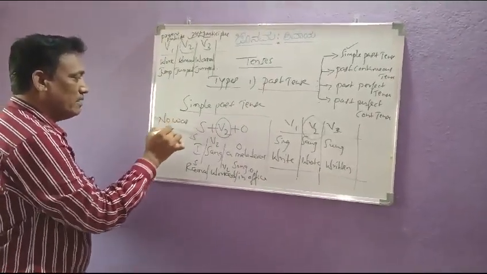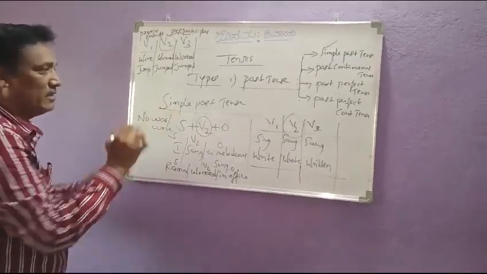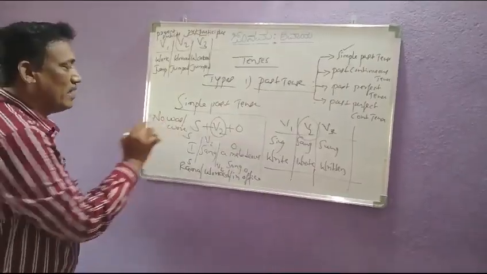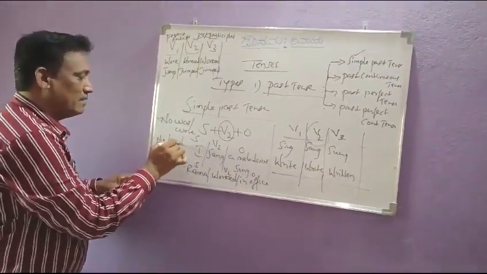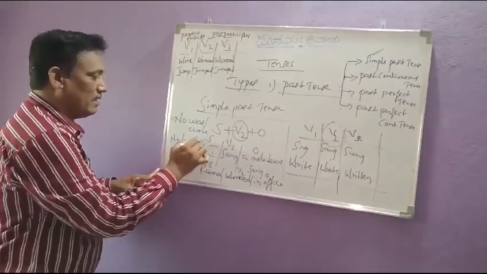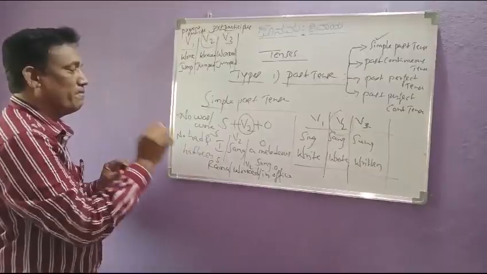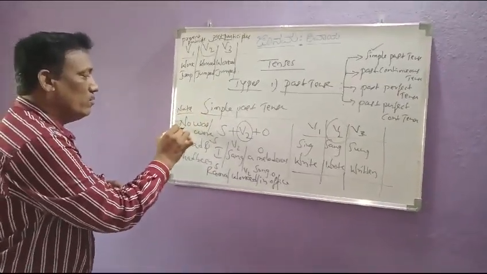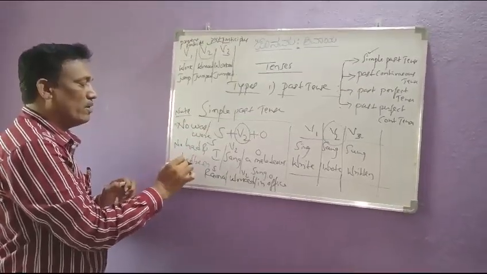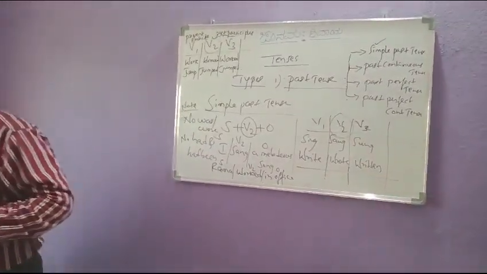So no was and were here. Don't use was and were in this simple past tense. No had, and no had been. These are not used. You have to note this compulsorily: don't use was and were, no had and had been here. So this is called a simple past tense.